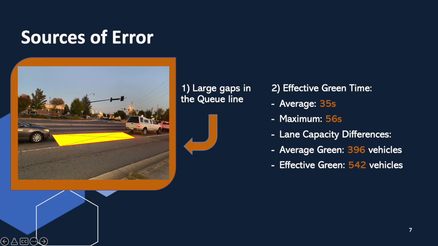However, if that 56-second green time hadn't occurred and it sat more around our average, our capacity based on those numbers would be a little bit closer to 400 vehicles.